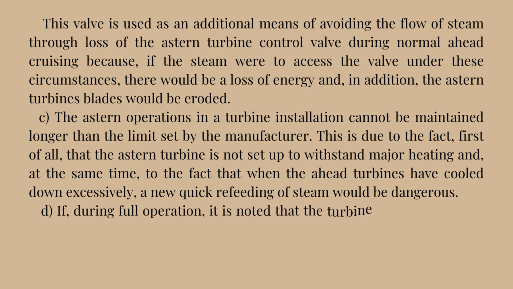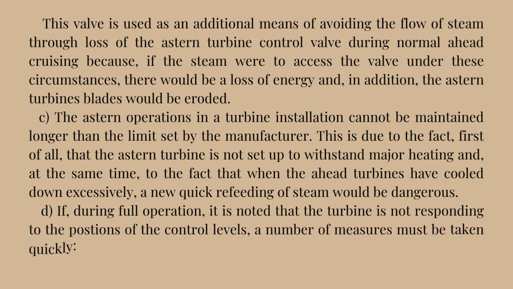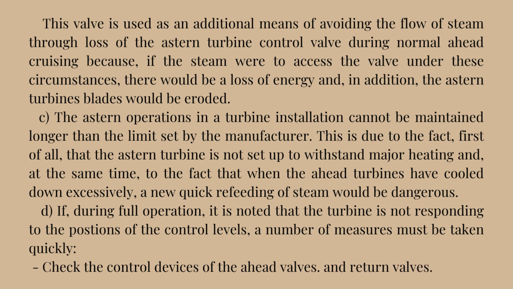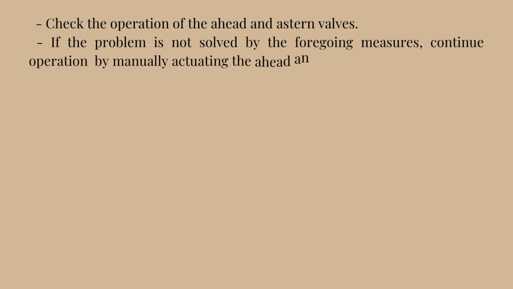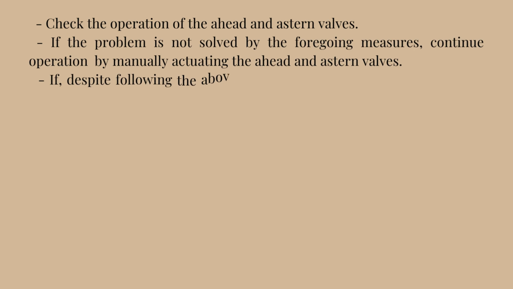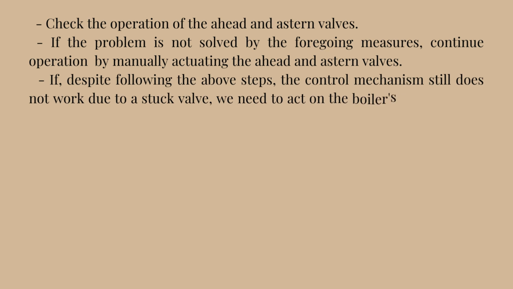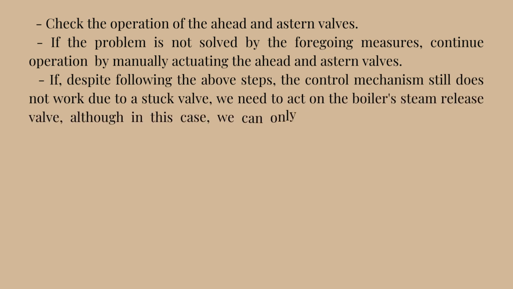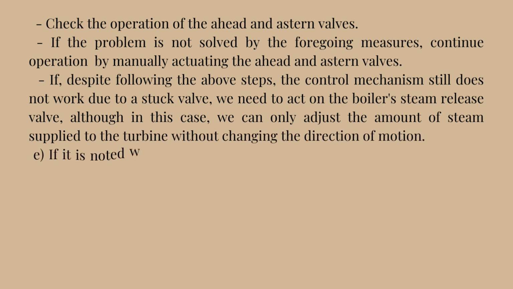D. If, during full operation, it is noted that the turbine is not responding to the positions of the control levers, a number of measures must be taken quickly. Check the control devices of the ahead valves and return valves. Check the operation of the ahead and astern valves. If the problem is not solved by the foregoing measures, continue operation by manually actuating the ahead and astern valves. If, despite following the above steps, the control mechanism still does not work due to a stuck valve, we need to act on the boiler's steam release valve, although in this case, we can only adjust the amount of steam supplied to the turbine without changing the direction of motion.